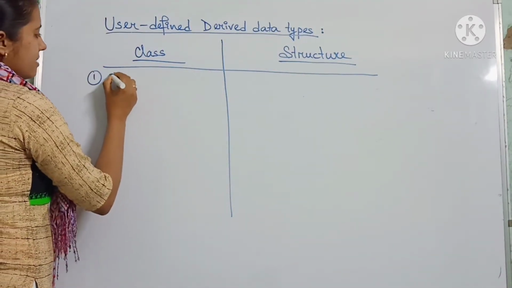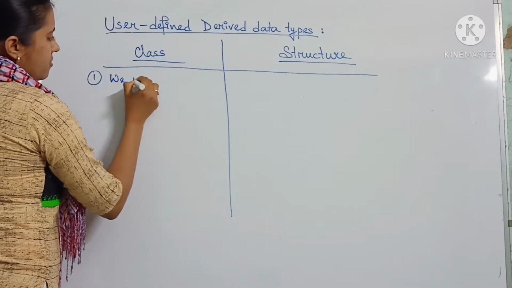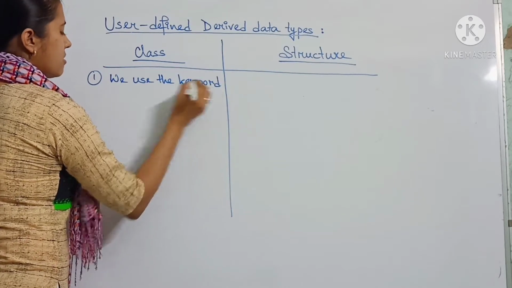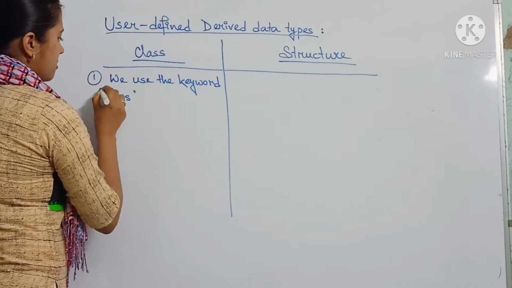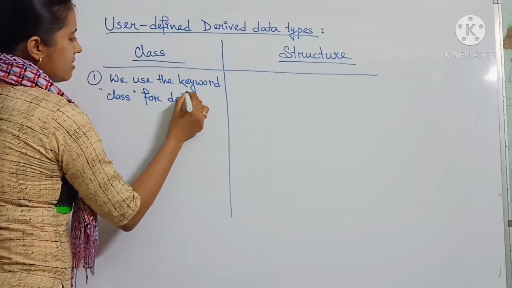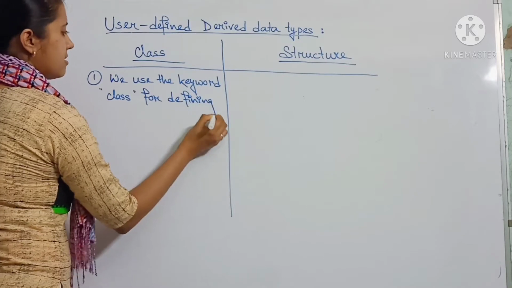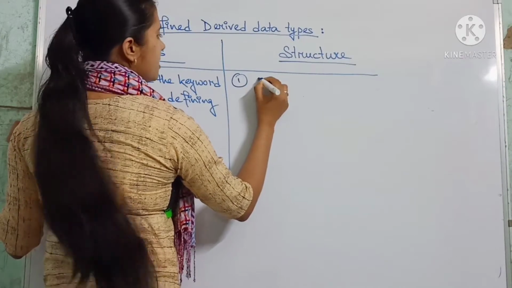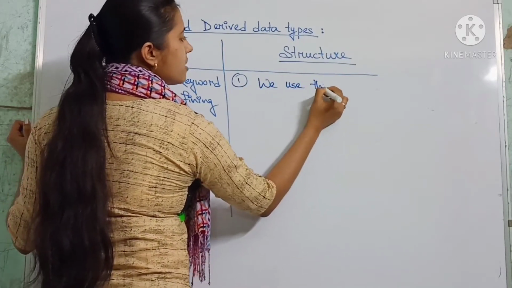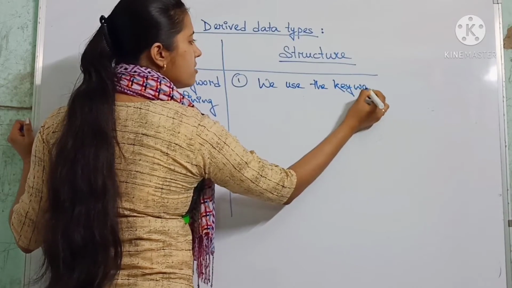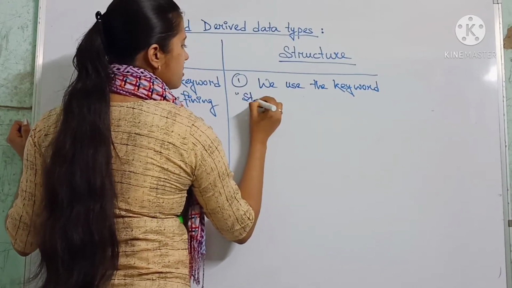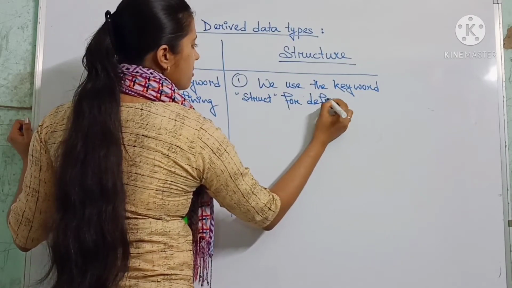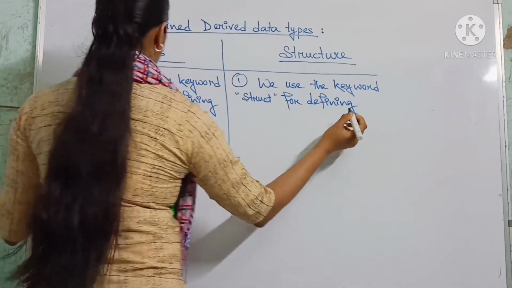For class, we use the keyword class for defining a class. This is the first difference. For structure, the first difference is that we use the keyword struct for defining a structure.